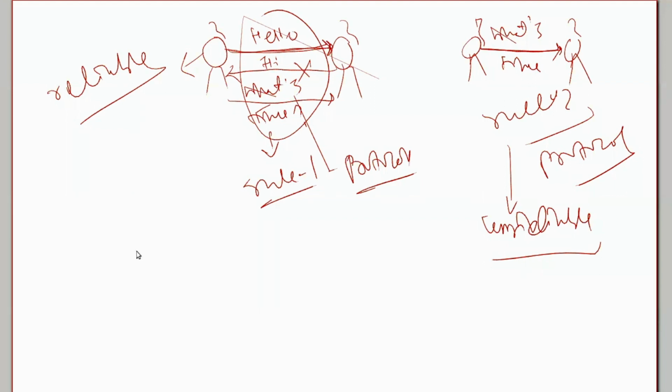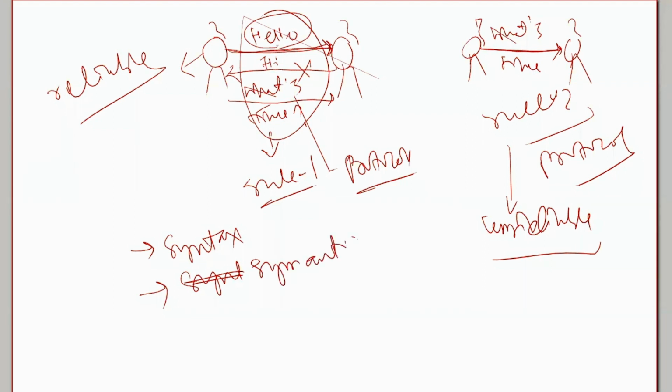So in the protocol, what do you have to think of? What is the syntax of the message? What should be in the message? Hello. What is the syntax of the second message? Hi. So this is the syntax. The second one is the semantics of the message. Semantics means the meaning of the message. Hello means I am requesting something. Hi means he is responding. So what is the meaning of those messages, we should understand as a part of the protocol.